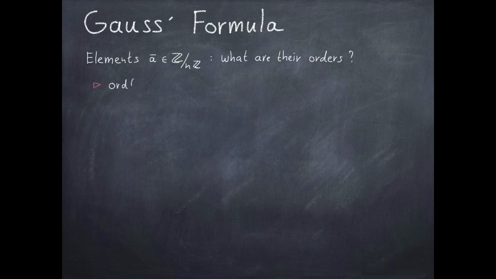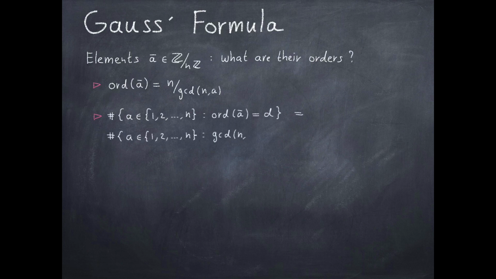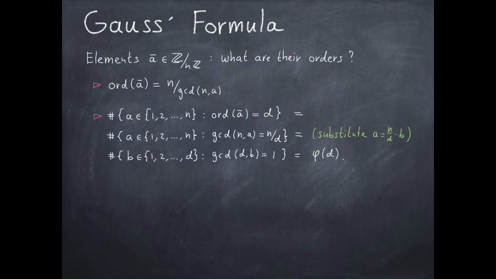So we conclude that the order of the element a bar is equal to n divided by the GCD of n and a. In particular, the order of a bar is a divisor of n. For any divisor d of n, we are now interested in the number of elements of Z mod nZ for which the order is equal to d. A small calculation shows that this number is exactly equal to phi of d.